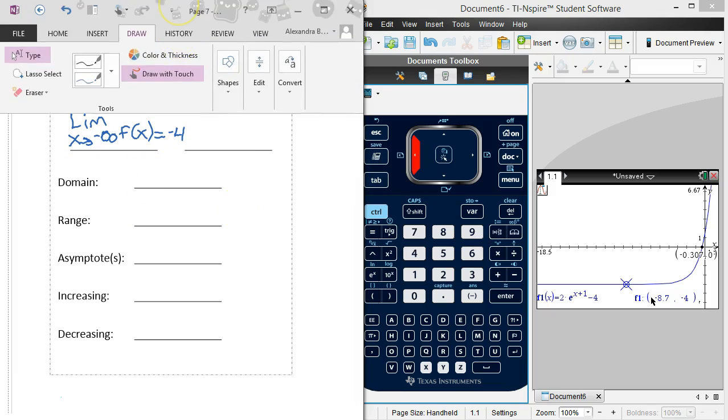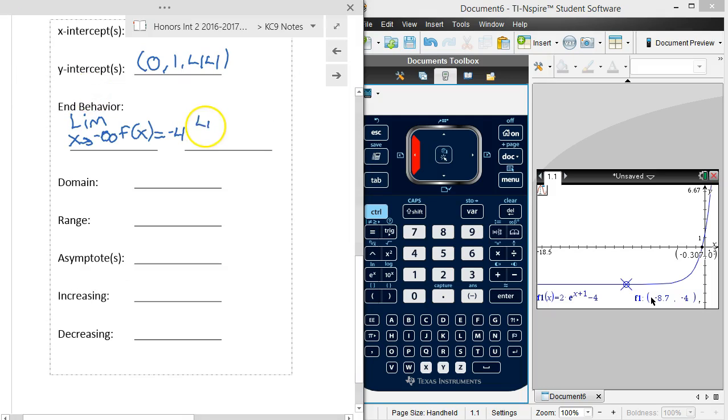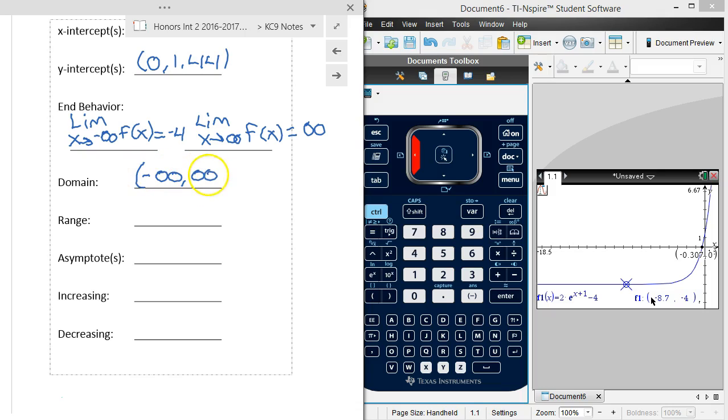For the other side, the limit as x approaches infinity of f of x equals, right? The other side is going to go up for x approaching infinity. Domain for exponential functions, there's nothing that stops the domain: negative infinity to infinity. For range, my y value that approaches negative infinity is approaching negative 4, so it's never going to get past negative 4. It is going up forever, so it's going to approach infinity.